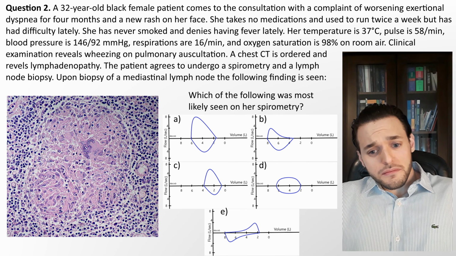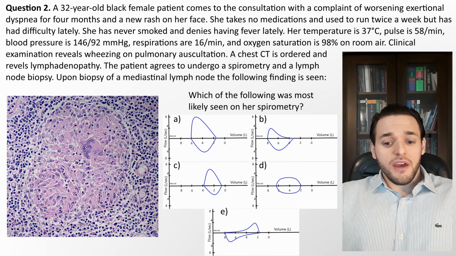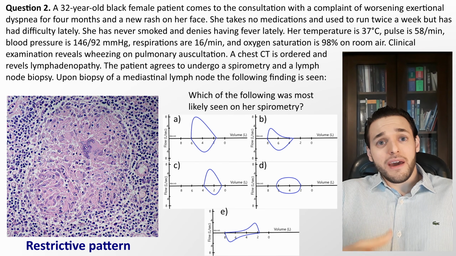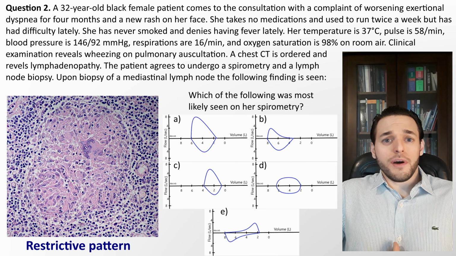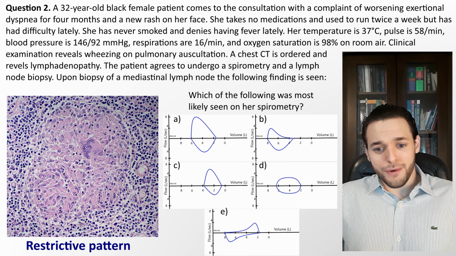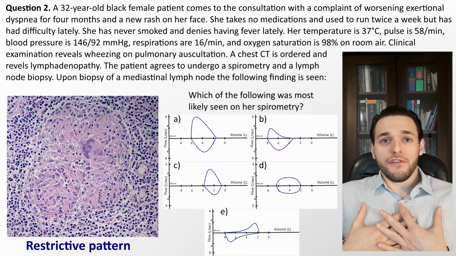So, with sarcoidosis, we are going to expect a restrictive pattern. Sarcoidosis can evolve with lung fibrosis. It's the late stage of sarcoidosis. So what we're going to expect is a restrictive pattern.